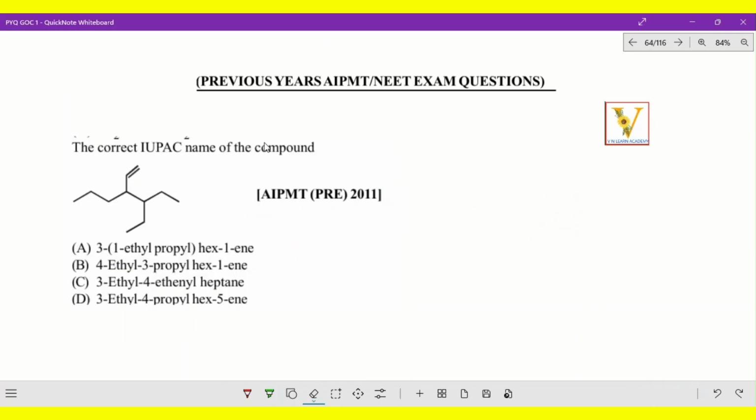The IUPAC name of the compound. They have given the options: 3 (1-ethylpropyl) hex-1-ene, 4-ethyl-3-propyl hex-1-ene, 3-ethyl-4-ethynyl heptane, and 3-ethyl-4-propyl hex-5-ene. See, one thing I would like to tell you at this point: priority according to the double bond, we have to give the priority.